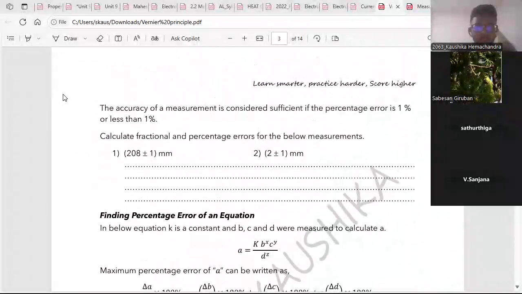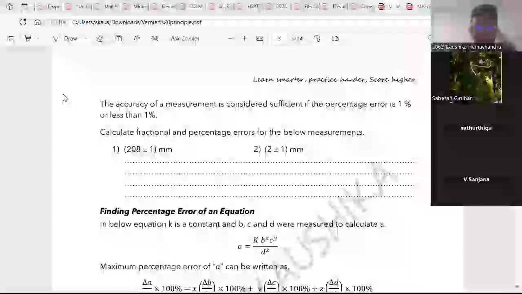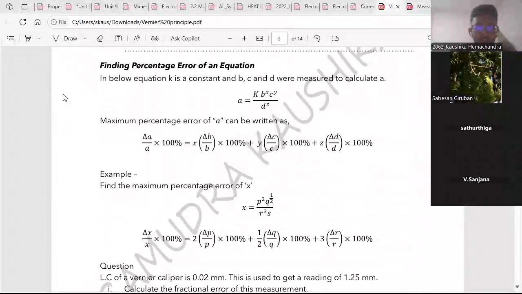So based on that, for a given measurement, certain equations can be based on many measurements. For example, here A is equal to a constant K times B to the power X, C to the power Y, and D to the power Z, right? So these are measurements, B, C, and D, not X, Y, Z. B, C, and D are measurements, and those three have fractional errors, right?